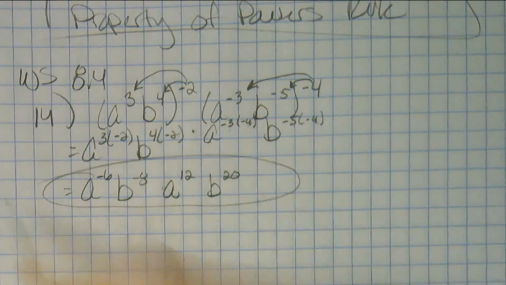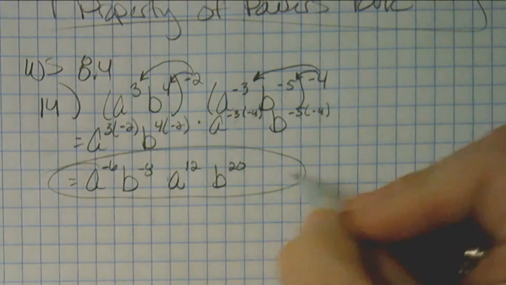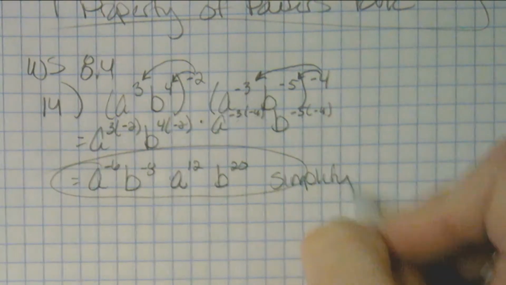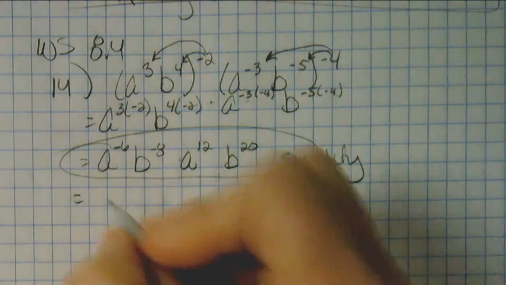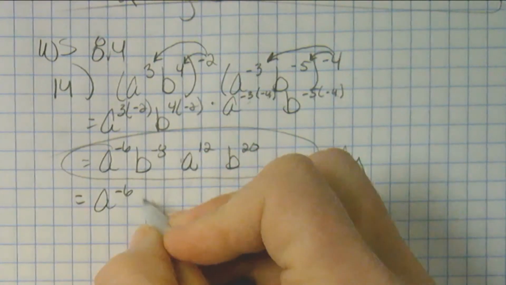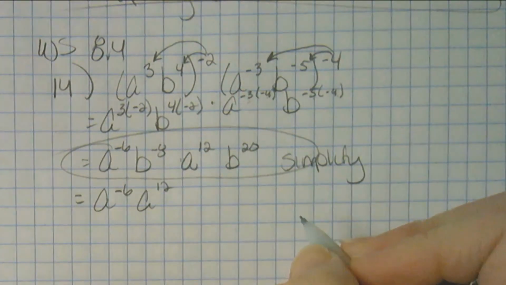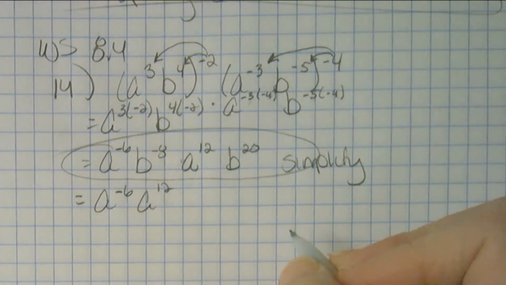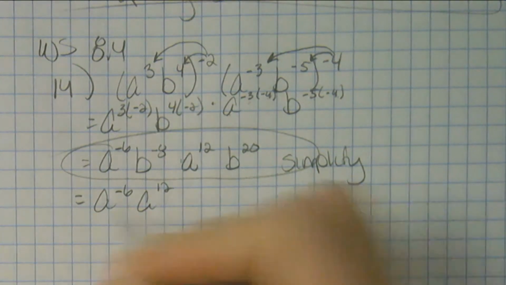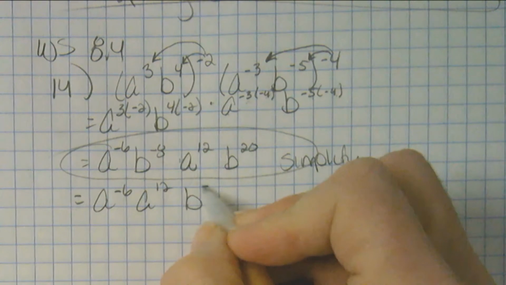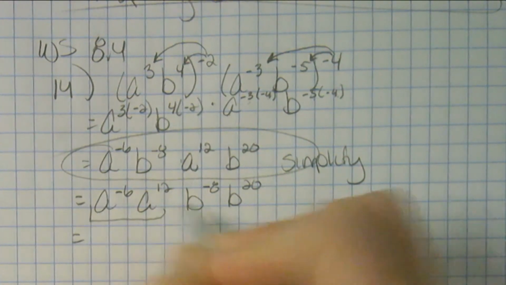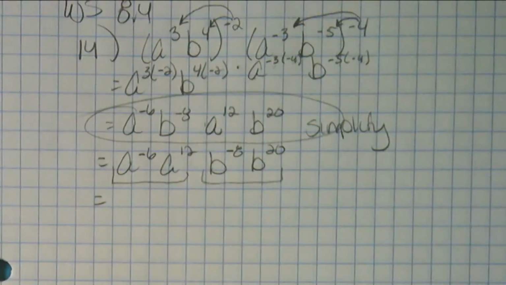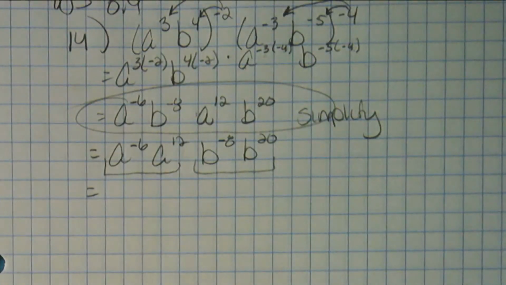Now, I need to simplify that. All I'm going to use now are my power rules where I'm multiplying two numbers with the same base. So I'm first going to move my like terms next to each other. This is going back to what we did in the last chapter. Now I'm going to use my power rules where I'm multiplying two numbers with the same base.